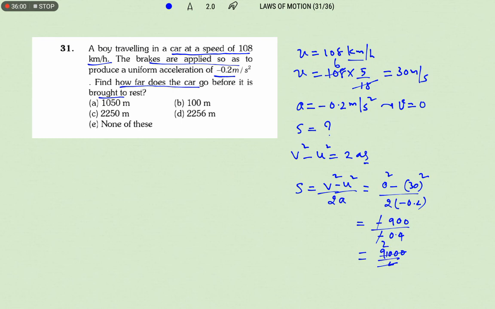4 twos are 8, again 4 twos are 8, 4 fives are 20. Therefore the distance travelled before coming to rest is 2250 meters. So in this way we can do problems related to force. Take care, stay safe. In the next lecture, again we are going to do some more numericals based on the same concept.